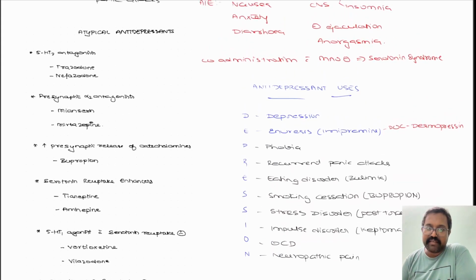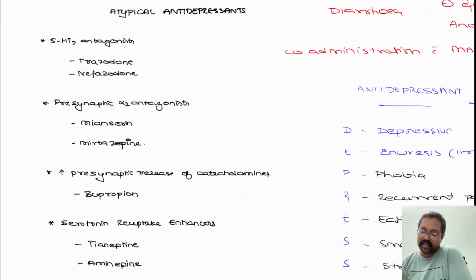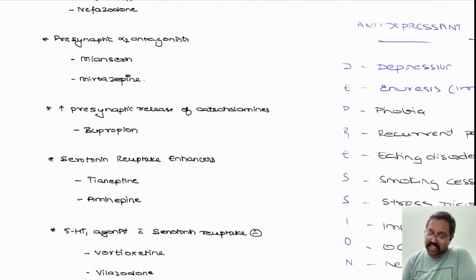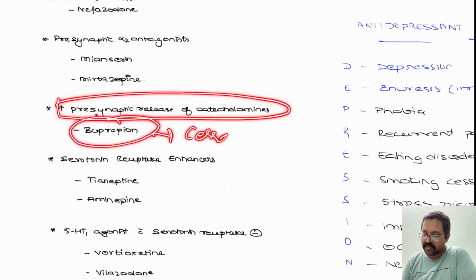Apart from that, we have atypical antidepressants. We have 5-HT2 antagonists, that is trazodone and nefazodone, presynaptic alpha 2 antagonists, that is mianserin and mirtazapine. Those drugs which increase the presynaptic release of the catecholamines, we have bupropion, basically used for cessation of smoking with varenicline and nicotinic patches.